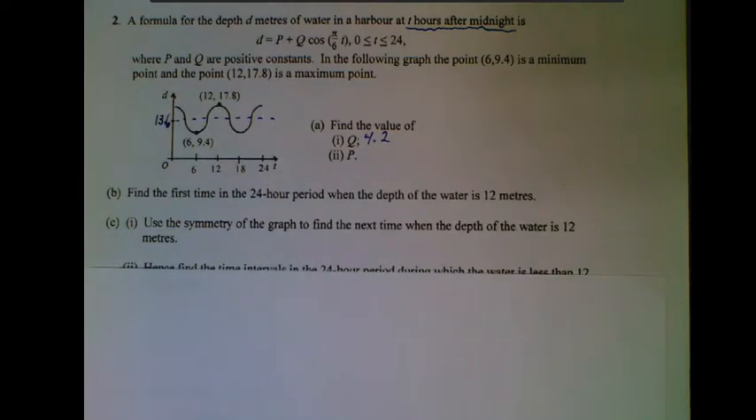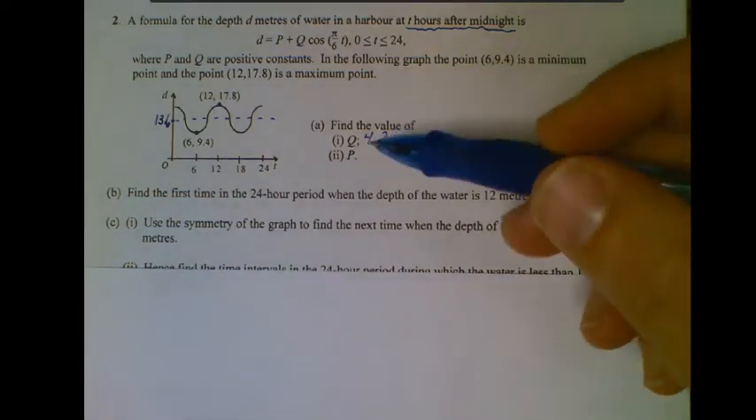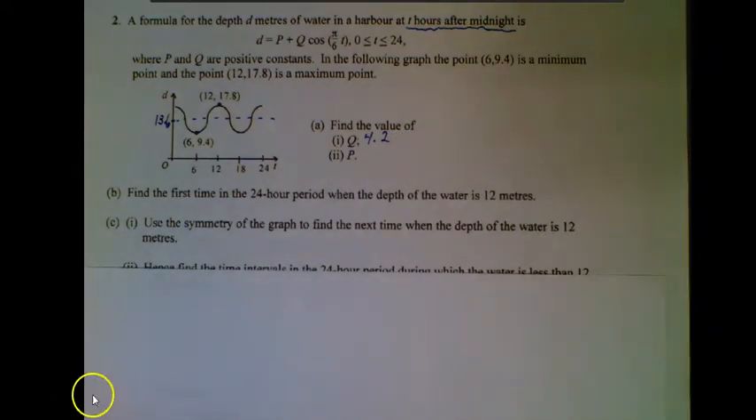Typically, in the parent function, it's 1. You start 1 unit above the midline or 1 unit below the midline, and so we can see what is being multiplied times 1 to get that value for Q.